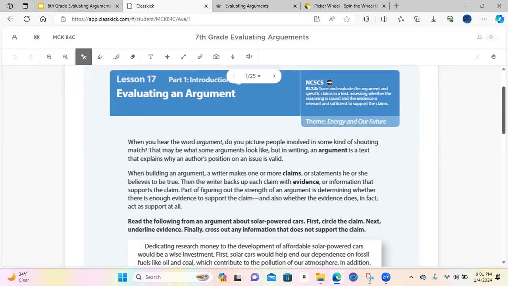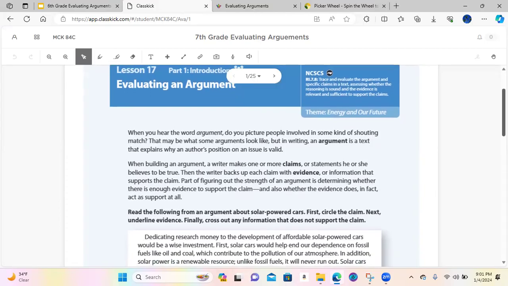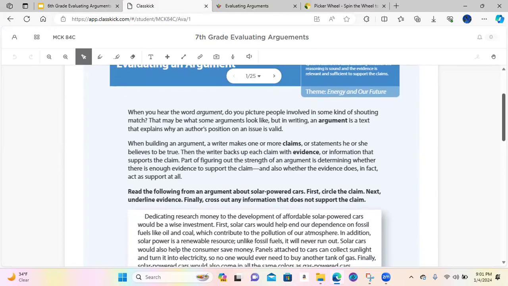Lesson 17, evaluating an argument. When you hear the word argument, do you picture people involved in some kind of shouting match? That may be what some arguments look like. But in writing, an argument is a text that explains why an author's position on an issue is valid.